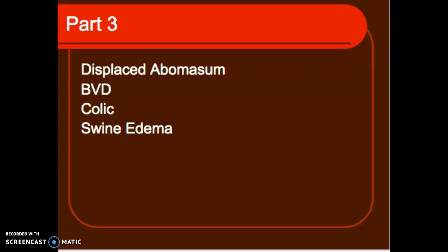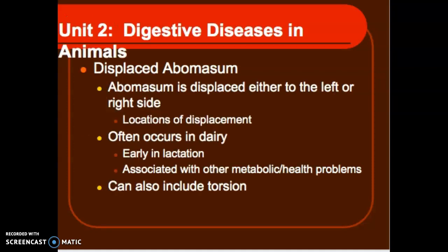Back to work here in our third segment of our four-part segment in Unit 2, Digestive Diseases in Animals. In this particular section, we're going to talk about displaced abomasum, BVD, bovine viral diarrhea, colic, and swine edema before we finish out with our last set.